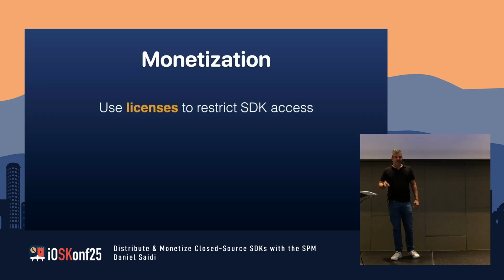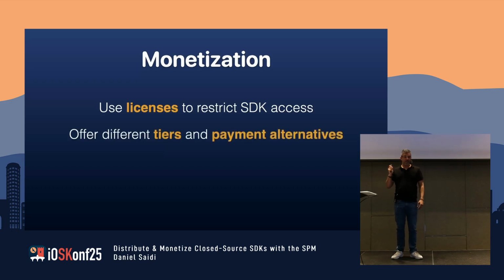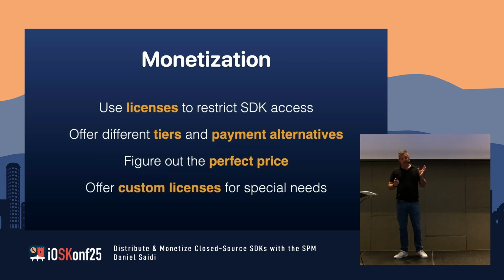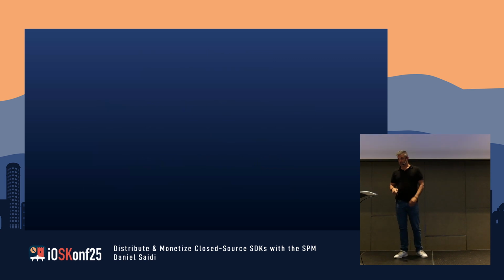What we're going to look at with monetization is how to use licenses to restrict access to the SDK. Because if we just build this closed source binary with no protections inside, people can just take this closed source library and use it. That's not making money. So we need to protect the content of the package in some way. We can also look at how to offer different license tiers and different payment alternatives. And then we're going to figure out the perfect price, hopefully. And then we're going to look at how to offer custom licenses for special needs.